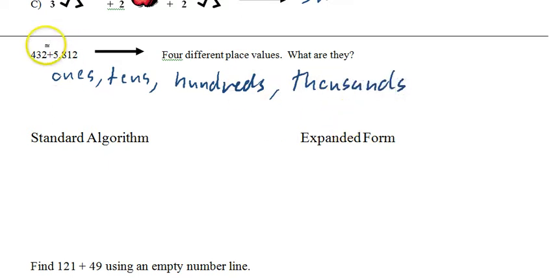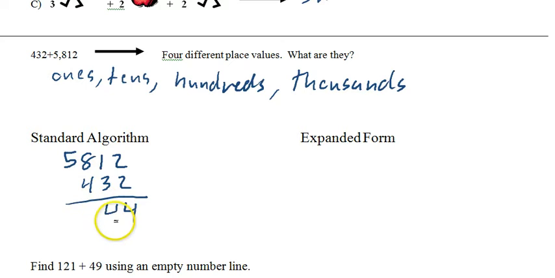Each of these numbers, the 2, the 3, the 4, the 5, the 8, the 1, and the 2, they all represent some value of something. So in our standard algorithm, we're supposed to line the numbers up. That's the reason, so that our 1s line up and we have 4 of them. Our 10s line up and we have 4 of them. And our hundreds line up and we have 12 of them, which makes 1200. That's why we have to carry that 1.